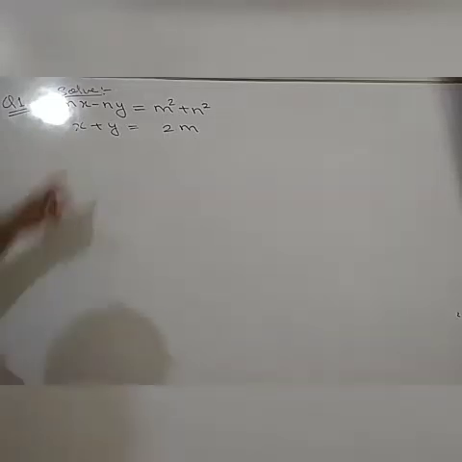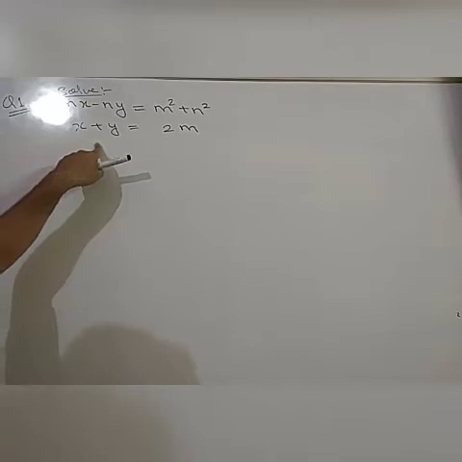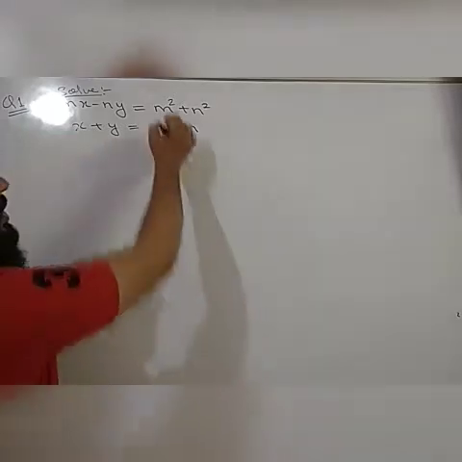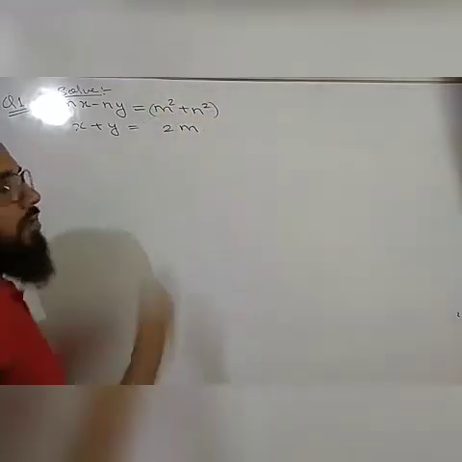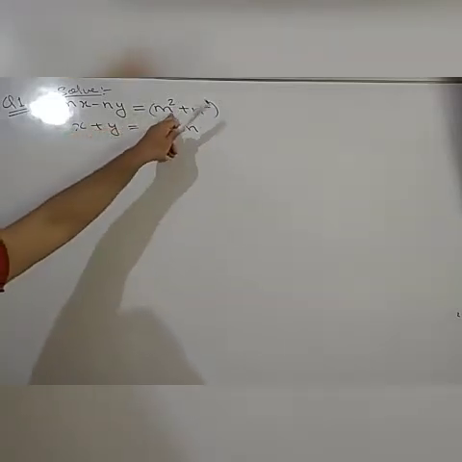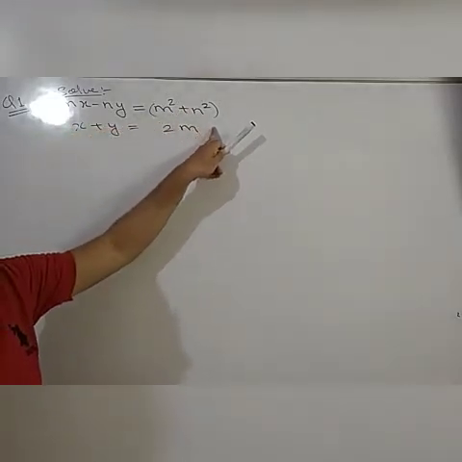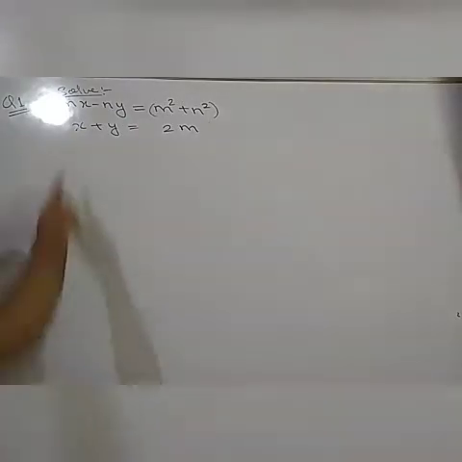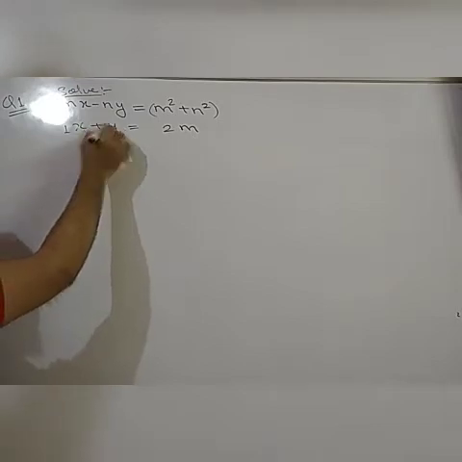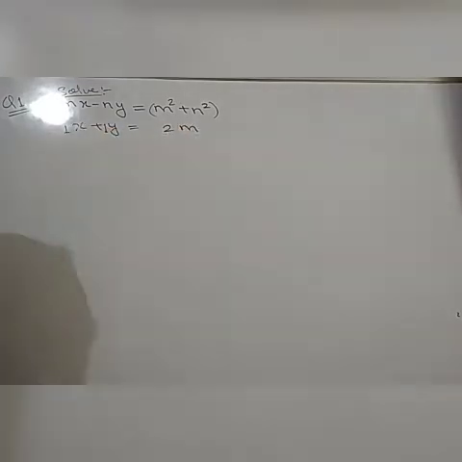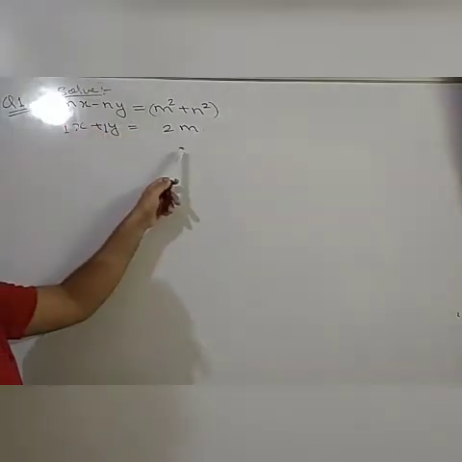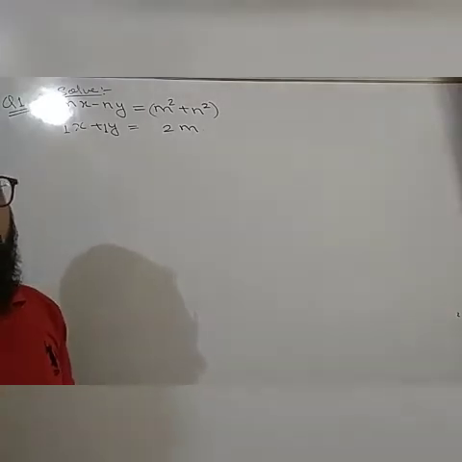If we check, both of these equations are general forms of linear equations, because it is ax plus by, and this whole term m square plus n square is constant. Here m and n are constants, and on the RHS m square plus n square is the constant term. Similarly, in the second equation, the coefficient of x is 1, the coefficient of y is 1, and 2m is the constant term. So we have been given these two equations, and we have to find the values of x and y.